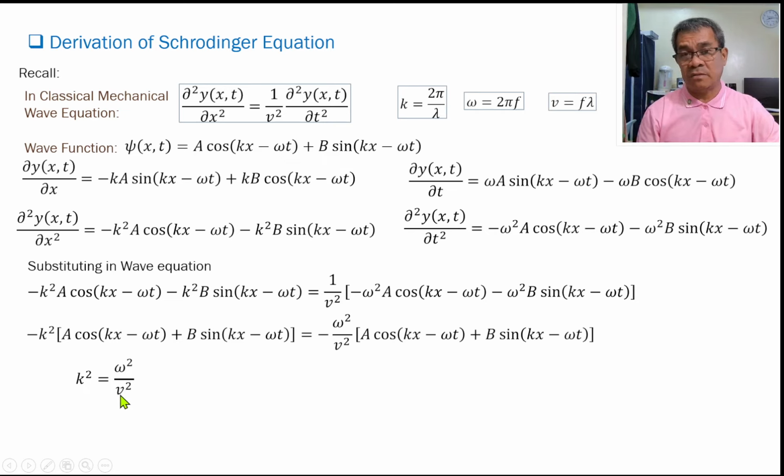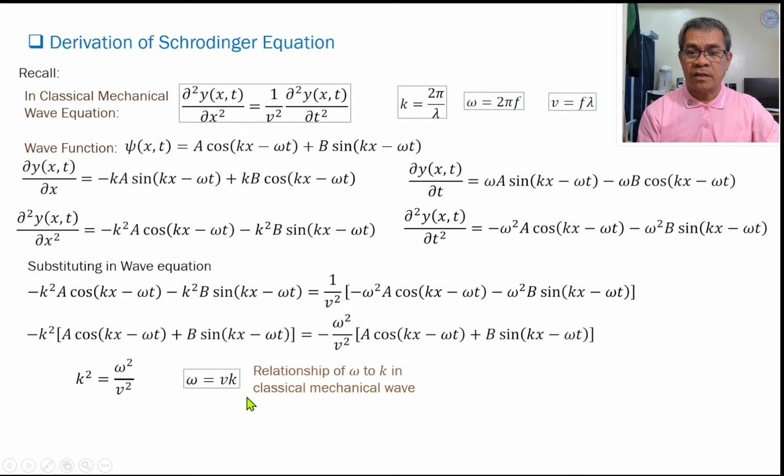V is the velocity of the wave, omega is the angular frequency, and k is the propagation number. If we take the square root of both sides, we come up with this result: the relationship between omega, the angular frequency, and the wave number. It is directly proportional. So any wave function presented should satisfy this condition, because if it satisfies this condition, it satisfies the wave equation.